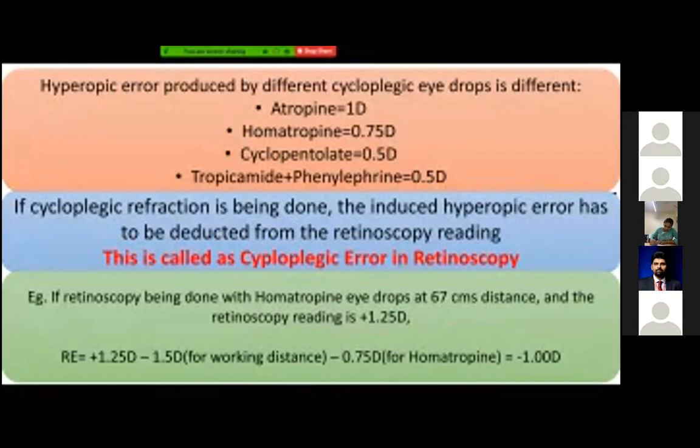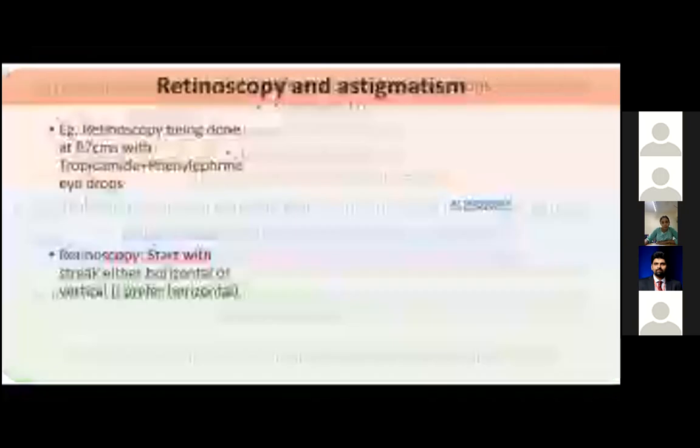And it goes without saying that if you're doing wet retinoscopy, the subjective refraction has to be done a few days after this, because the ciliary muscles need some time to recover from the cycloplegic effect. We can do dry retinoscopy also. At that time, we don't need to do a subtraction for this. Right? So this is what wet retinoscopy is.